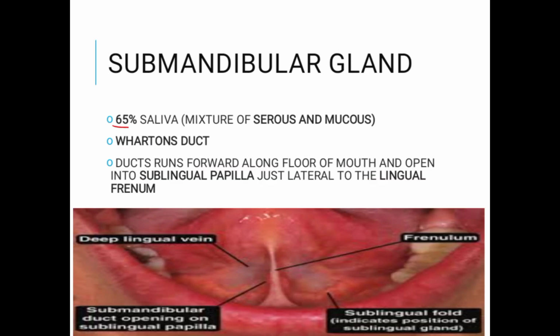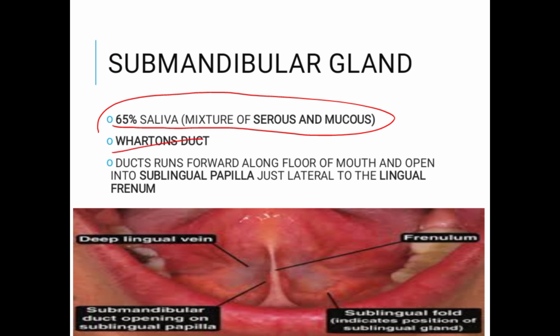Submandibular gland, 65%, the most. It secretes most of your saliva, accounting for 65% of your stimulated saliva. It is serous and mucous both. Wharton duct is present here. It is actually a mixed gland. The duct runs forward along the floor of the mouth and opens into the sublingual papilla, just lateral to the lingual frenum.